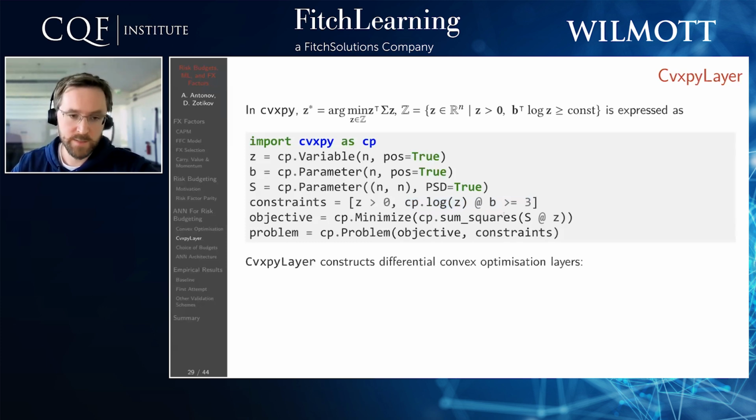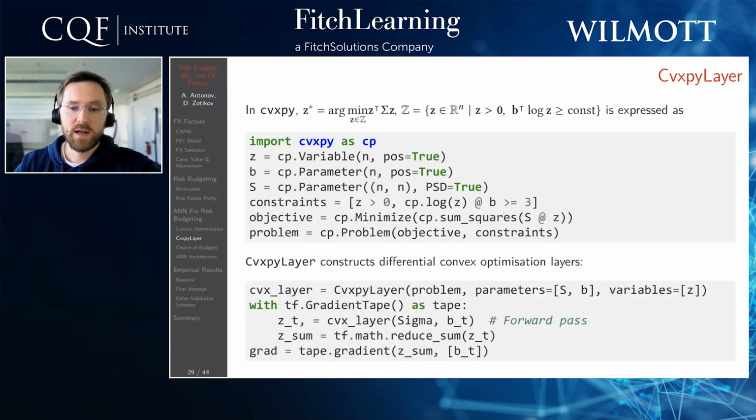What's more remarkable, perhaps, is that there's a neural network layer called CVXPY layer that allows you to indeed construct differentiable convex optimization layers. And it's available for all popular frameworks. We were using TensorFlow, but it's available for JAX, for instance, and PyTorch as well. The way you use it is as follows. You say, I'm constructing my differentiable convex optimization layer of this problem defined above with these parameters and this variable. Then you can use this layer in your neural nets just as any other layer.